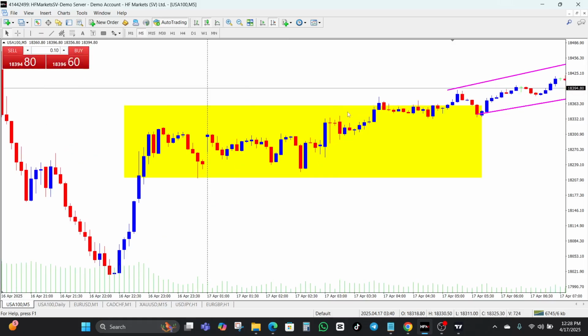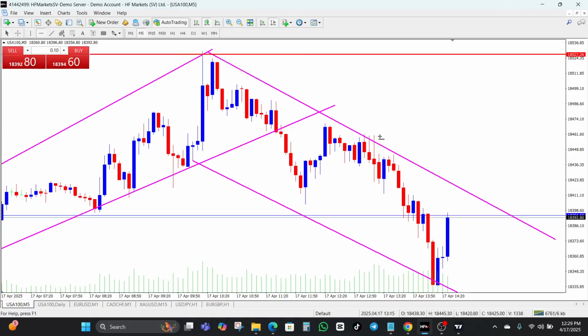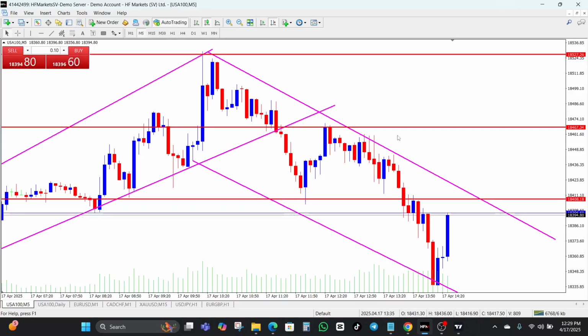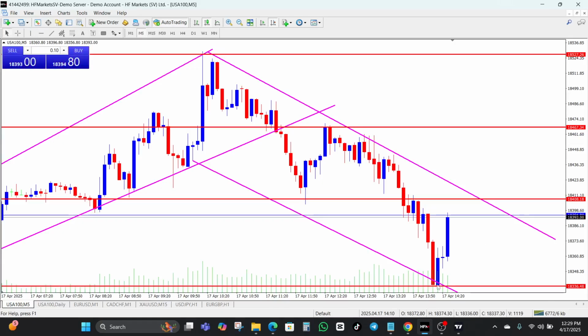Draw your recent key highs and lows to define short-term support and resistance. These are your reaction zones.